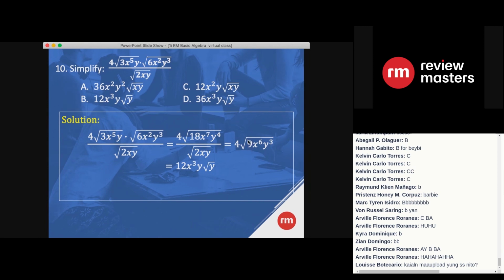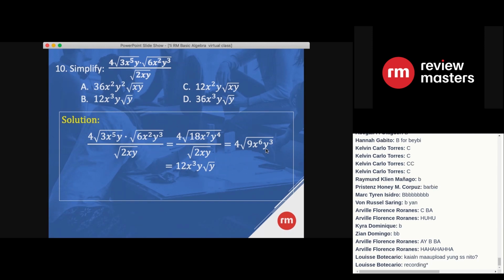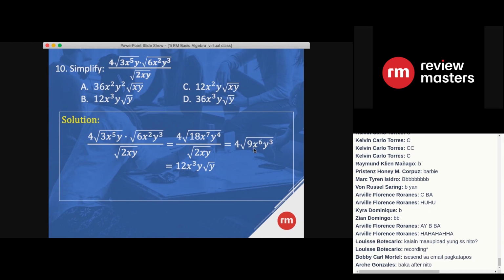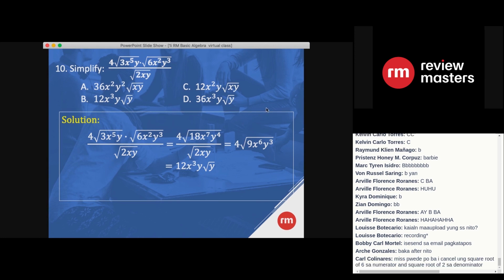If you're going to simplify this, the square root of this will become 3x cubed y. What is the square root of 9? That would be 3. So 4 times 3 is 12. The square root of x to the 6 is x cubed. That's why you have x cubed there. And then y to the 4, y cubed. Ang y cubed natin is not a perfect square. So yung y squared lang ang pwede mong ilabas, and that will become y. May matitira ka pa ding square root of y. So that is now the final answer, and that is choice letter B.